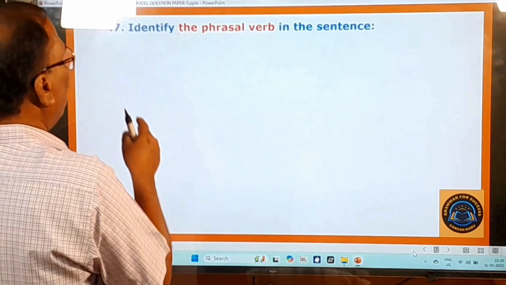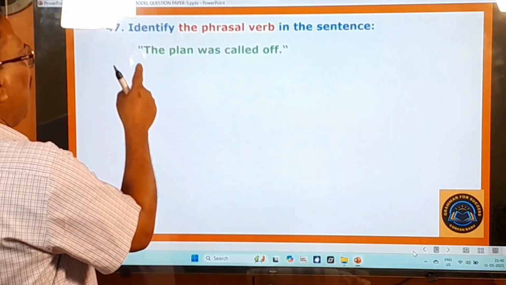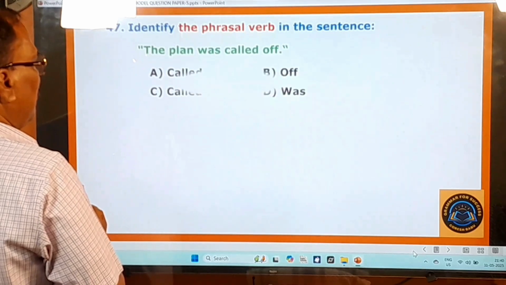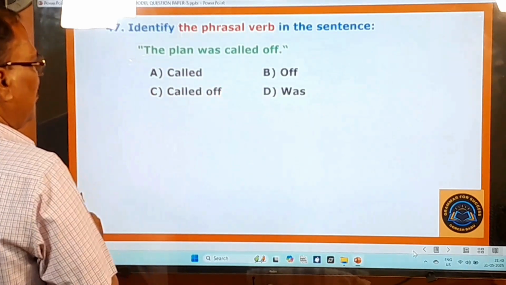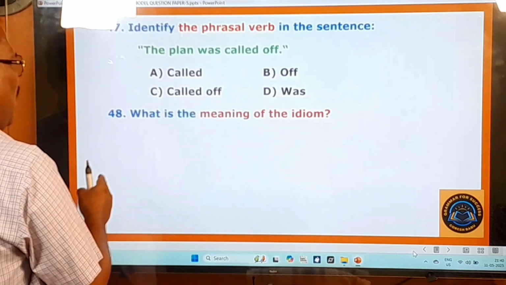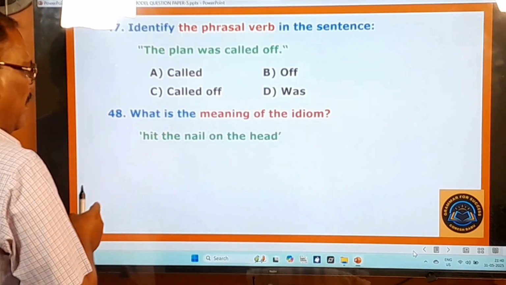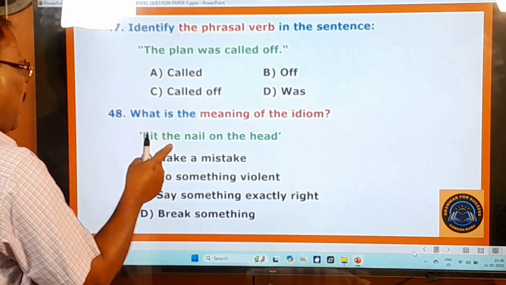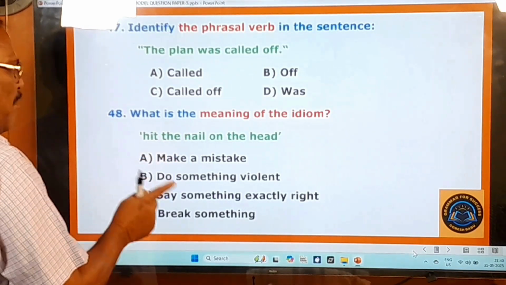47th question. Identify the phrasal verb in the sentence. The plan was called off. Called off, called off was. 48th question. What is the meaning of the idiom? Hit the nail on the head. Make a mistake, do something violent, say something exactly right, break something.